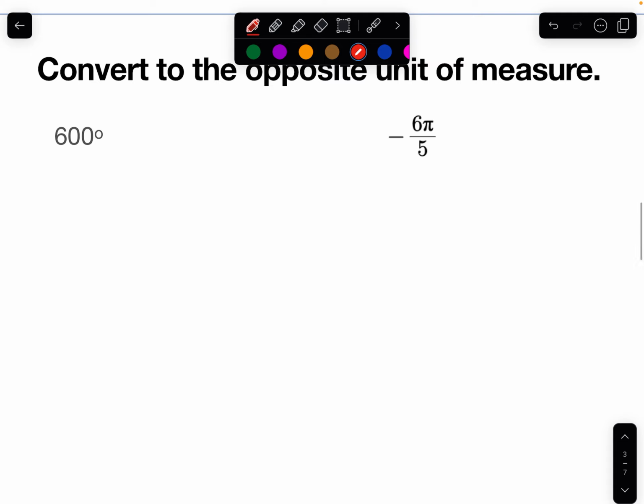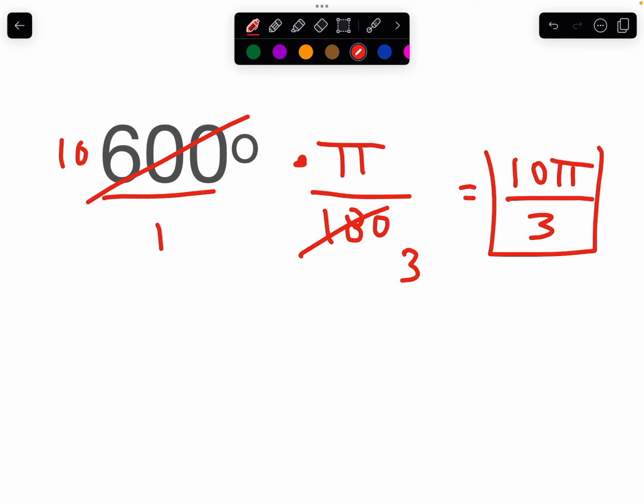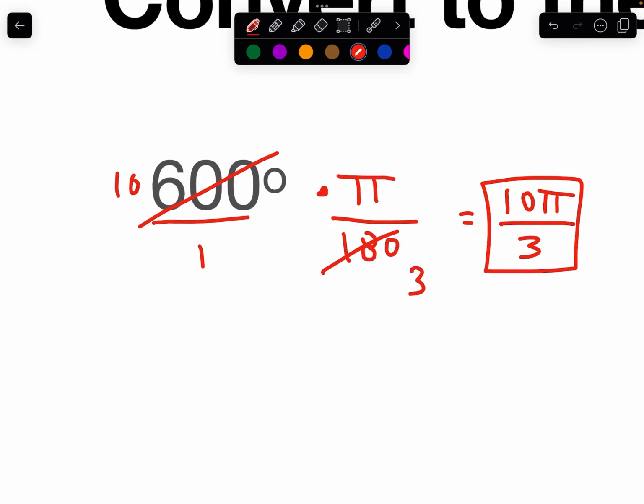It's important that we're able to convert back and forth between degrees and radians as well. So we'll practice that here, starting with 600 degrees. To convert from degrees to radians, we multiply by pi over 180. We can do a little bit of cross simplifying to help ourselves out. For instance, I know that both of these are divisible by 60, and this would turn into 3 and this would turn into 10. So we're looking at 10 pi over 3 radians for an angle of 600 degrees.